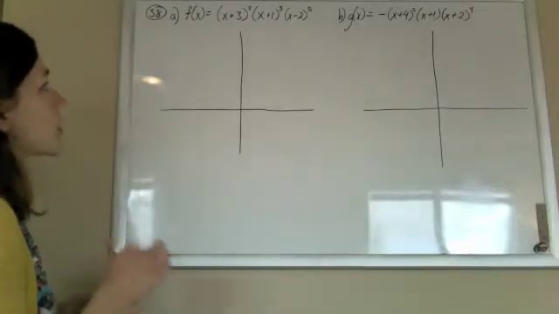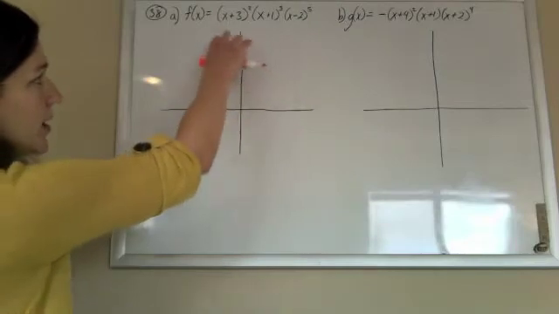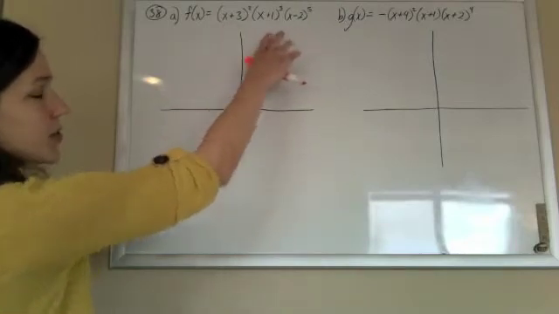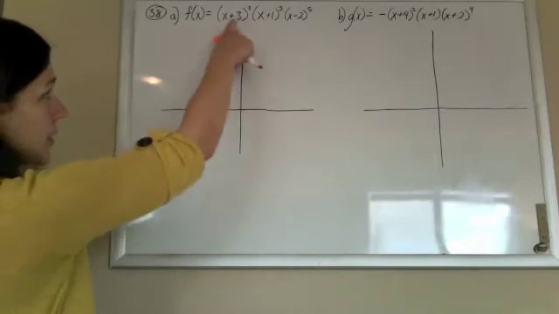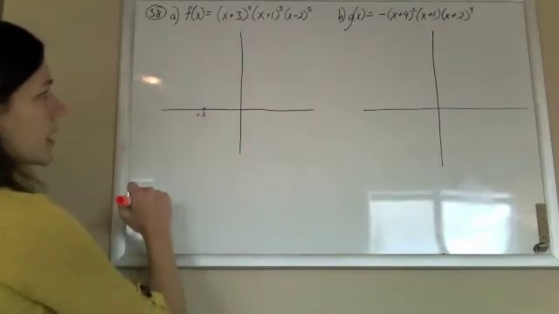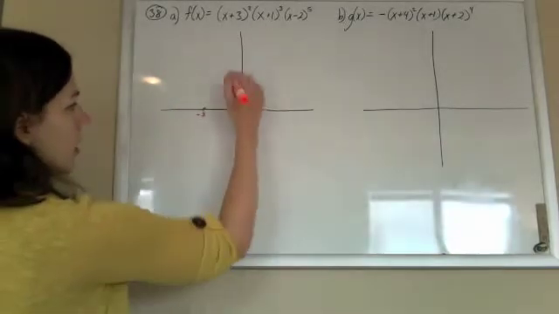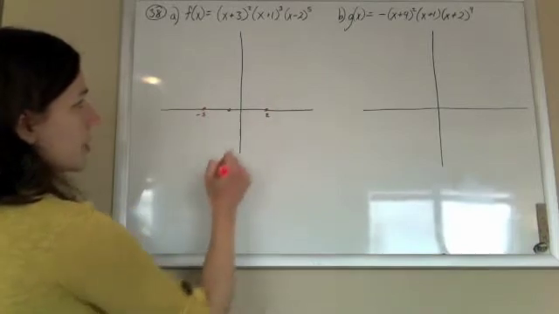Okay, so now we're ready to graph these big guys. These are all nice and factored for us, so we can easily see where the intercepts are. So here I have an intercept, a -3 will make that 0. Also we have an intercept at -1 and an intercept at 2.